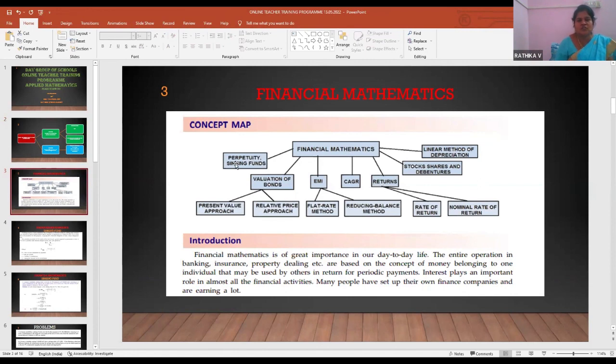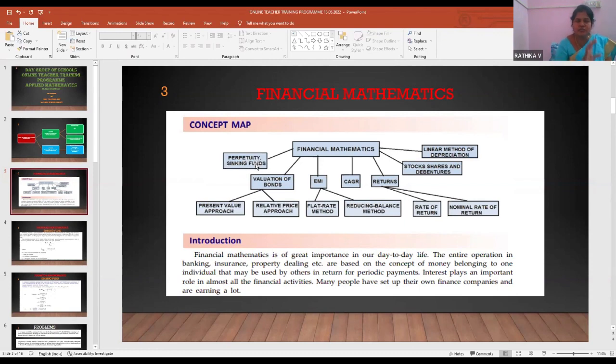The first topic is perpetuity and sinking funds. Perpetuity is nothing, it's an annuity. So we'll be calculating annually for getting a loan or any amount you are getting for a particular work. You are taking money, and for that you will be calculating present value and future value, that comes under perpetuity. Sinking funds is the next topic.